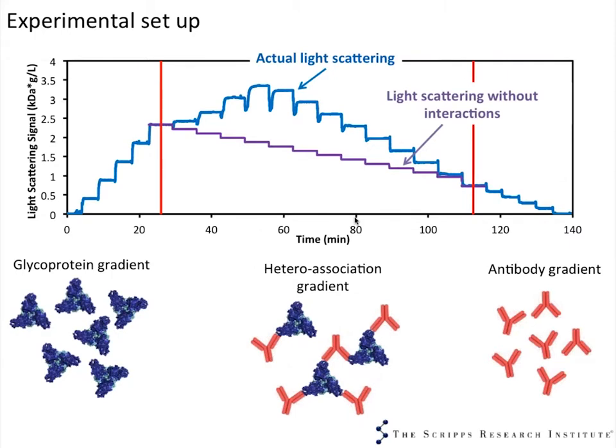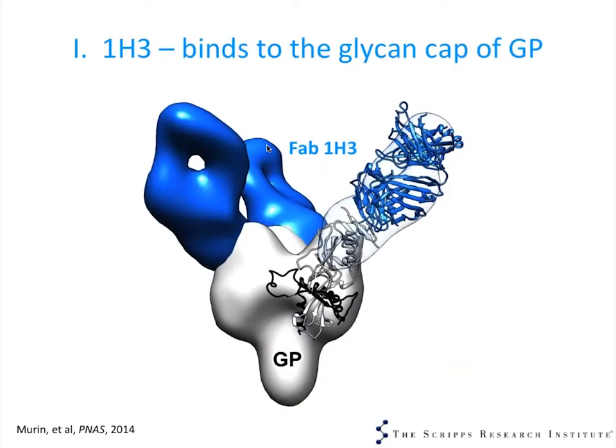Now, as Dan mentioned previously, when the IgG and the GP associate with one another, it produces a light scattering signal that is greater than what we would expect if they weren't interacting at all. So the first data set I'll be speaking about is this antibody called 1H3, which binds to the glycan cap up here on the GP.